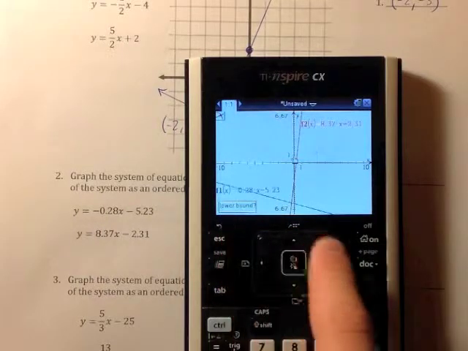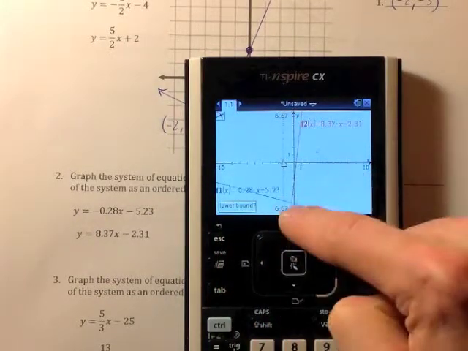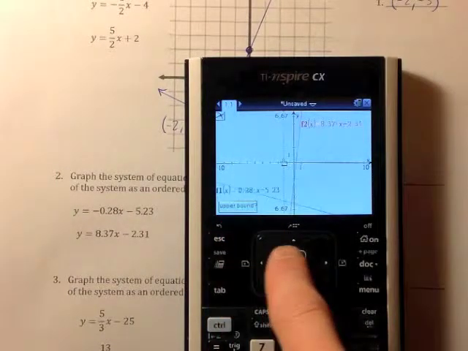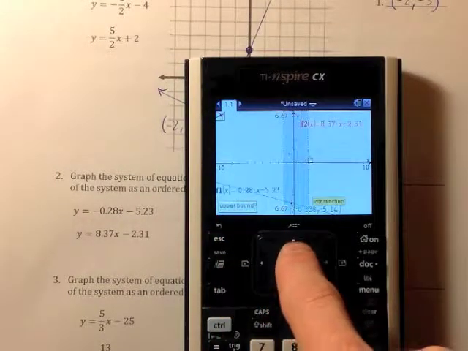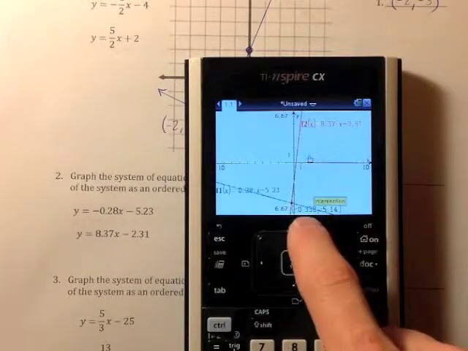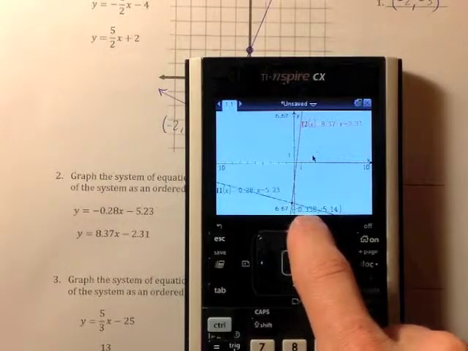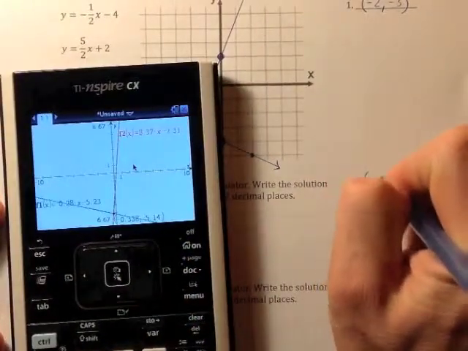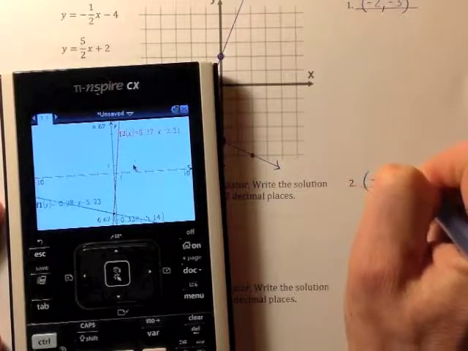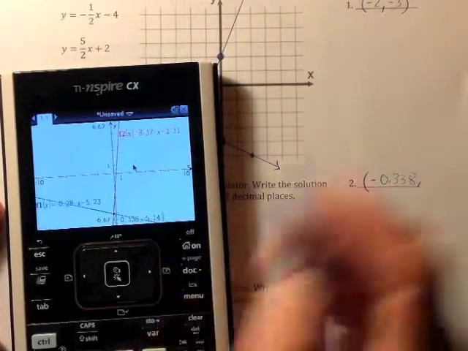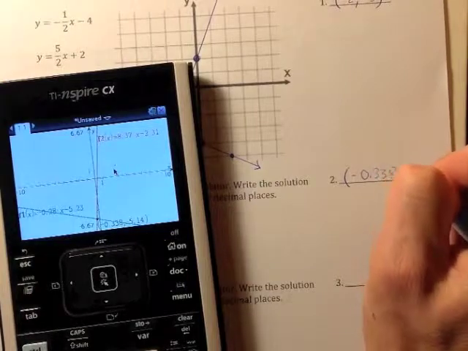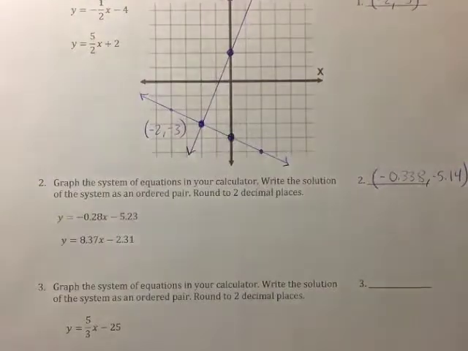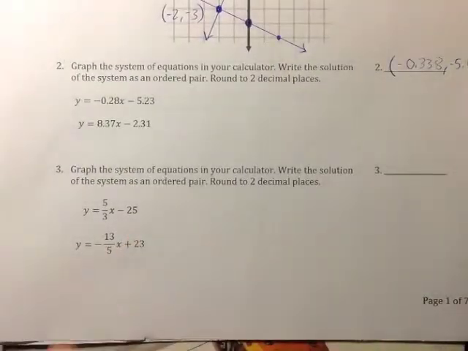Now the lower bound, we're going to move our cursor over here so that it's to the left of the intersection point. Press. Upper bound, we're going to scroll over to the right. And our intersection point is right here. -0.338 is the x value. The y value is -5.14. There we go. That is our ordered pair. Piece of cake. Now, let's do the same exact thing for the next one.